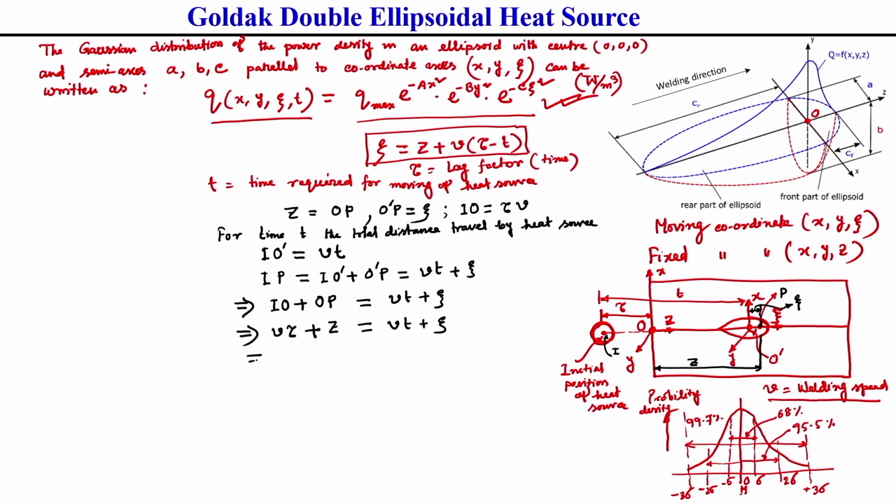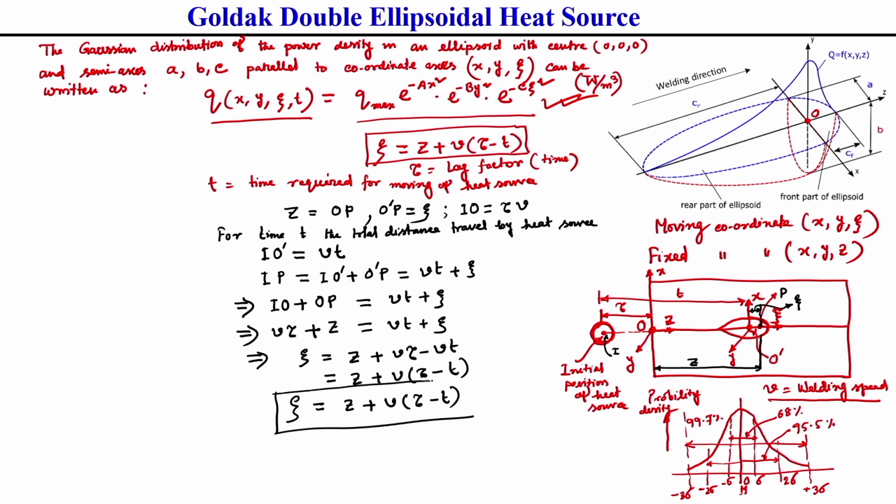So, what is this zeta coming to? Zeta you can write as Z plus V into tau minus Vt. So, this you can write as Z plus V into tau minus t. So, this is a very important relationship between the moving coordinate system and what it is called, a stationary coordinate system. This you should keep in mind.